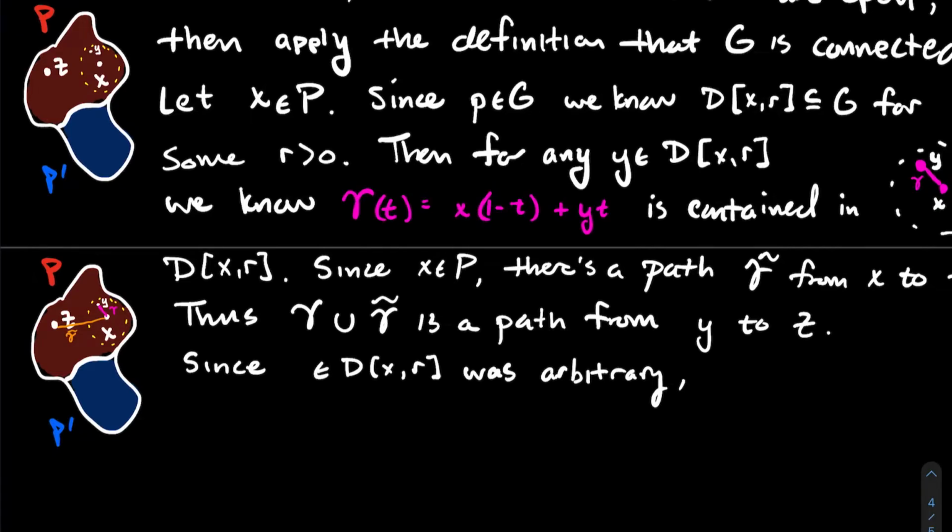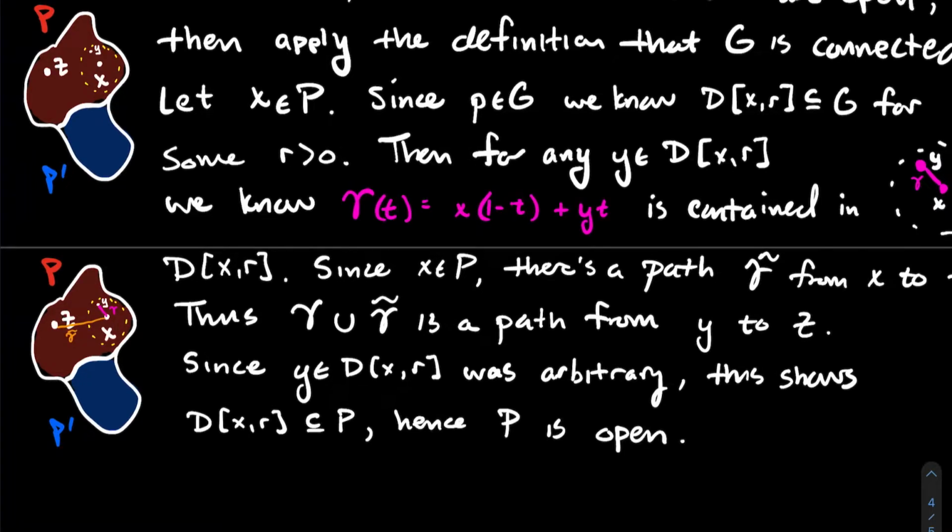Since y in that disk was arbitrary, that tells me that that disk had to be contained inside of P. So again, that is how I would justify how I know that that disk actually has to be in the red. It cannot slip into the blue at all or outside of it at all. And what we just showed is that any point in P has a neighborhood that's contained inside of P, and that's a quick way to say that P is open.